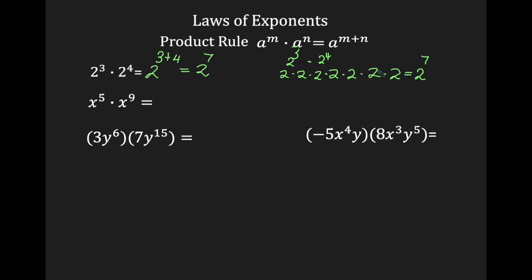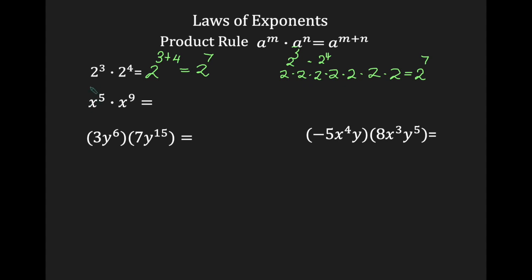The mathematicians realized that you don't have to do this in order to get your answer. They realized that when your bases match, you keep the base and you add the exponents. 3 plus 4 is 7, the same 7 2's we got here.